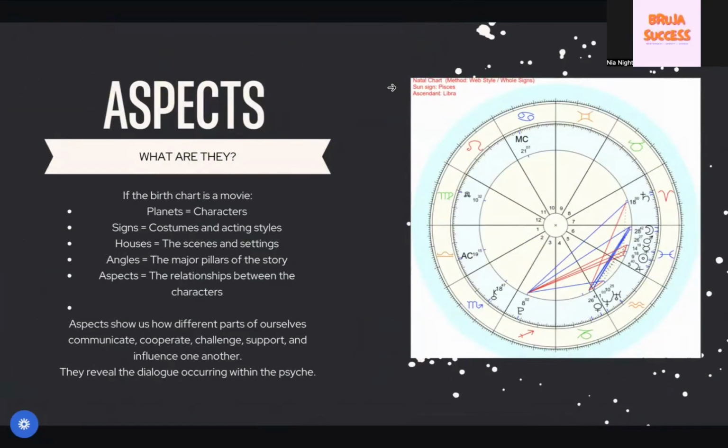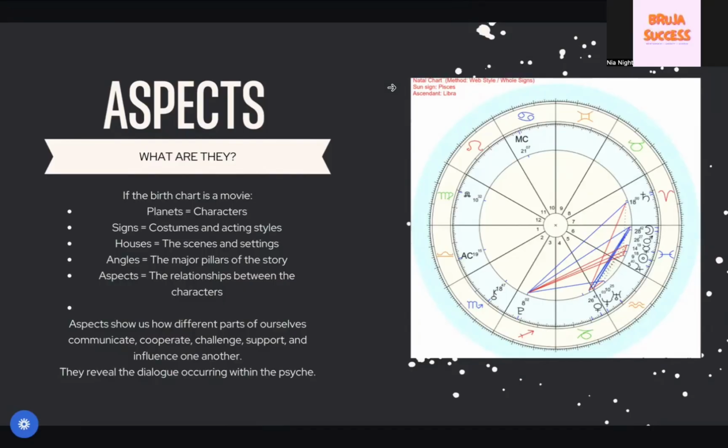By now, we've learned about the planets, the zodiac signs, and the houses. So you've learned about the main characters, the planets, their styles, the signs, the scenes and the settings, and the houses, where everything's going down. You also learned about the angles, right? The major pillars or our camera lens of the story. Now, with aspects, this is the relationship between the characters. This is how the planets are communicating with each other.